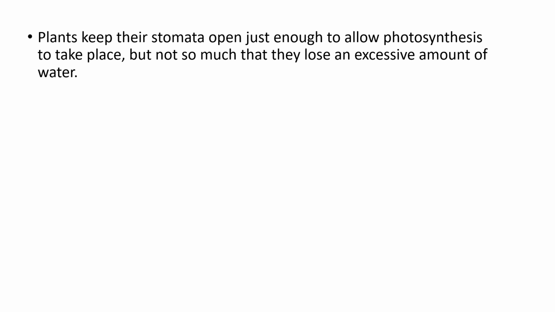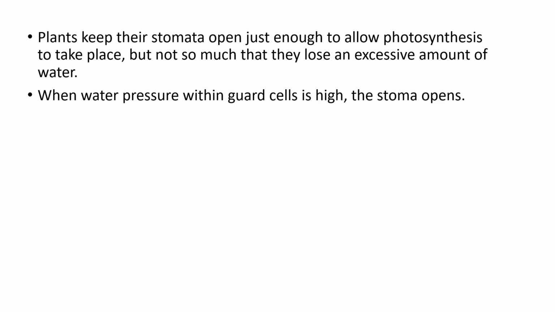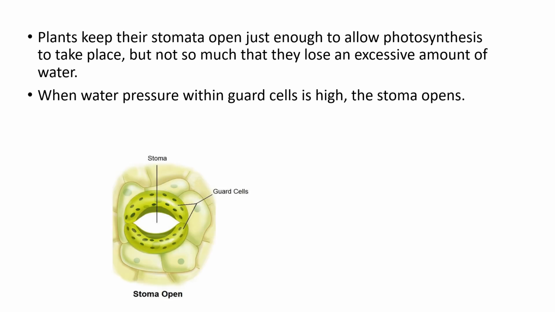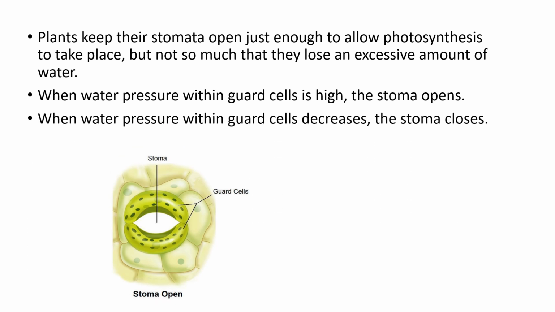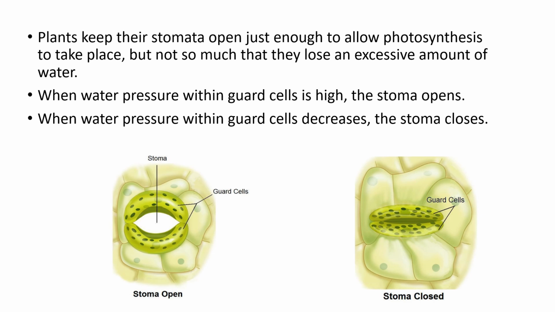Plants keep their stomata open just enough to allow photosynthesis to take place, but not so much that they lose an excessive amount of water. When water pressure within the guard cells is high, the stoma opens. You can see the diagram. When water pressure within guard cells decreases, the stoma closes.